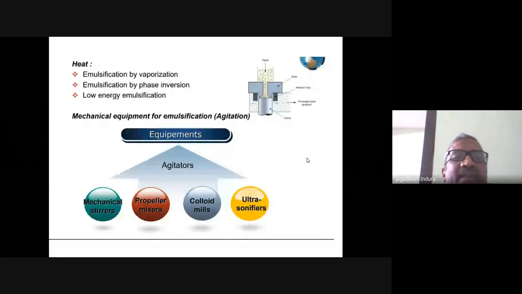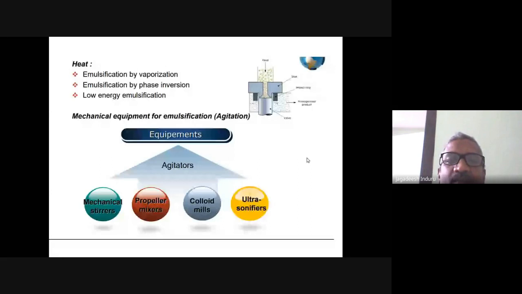Most of the times, heat is used for emulsification by phase inversion, emulsification by vaporization, and low energy emulsification. Why is this heating used to get a stable emulsion? Most of the times heat is a process which will make the emulsion destabilized. But still we sometimes use heating as an approach because we want to use the heat where there is a change in the solubility of the emulgent.